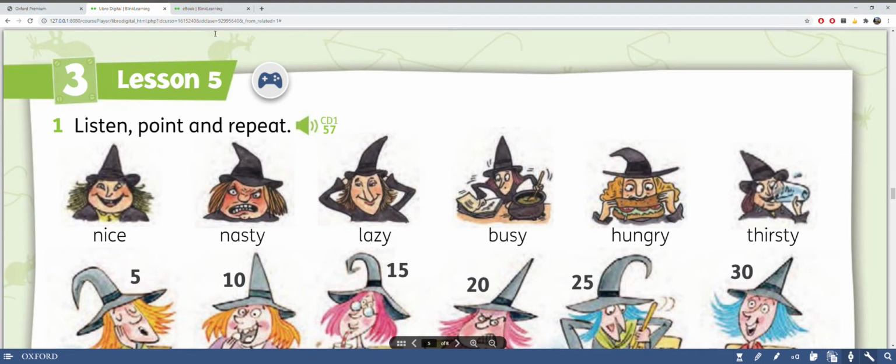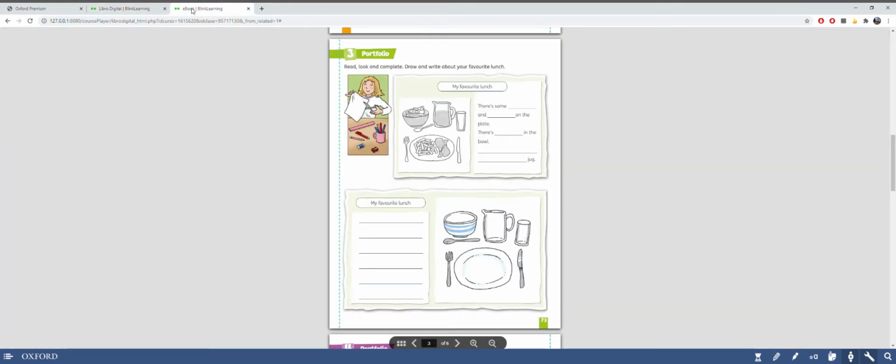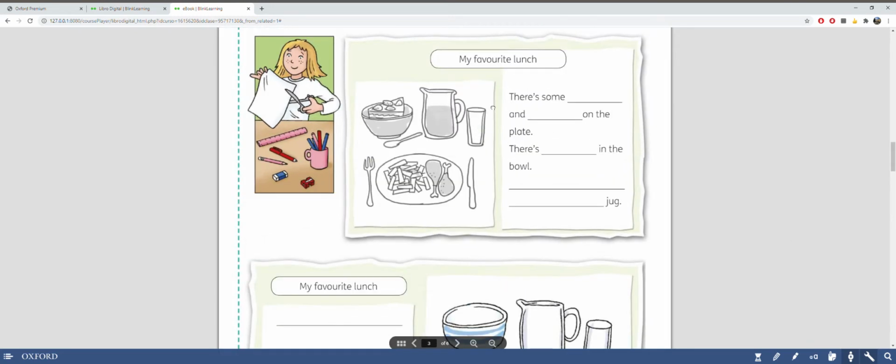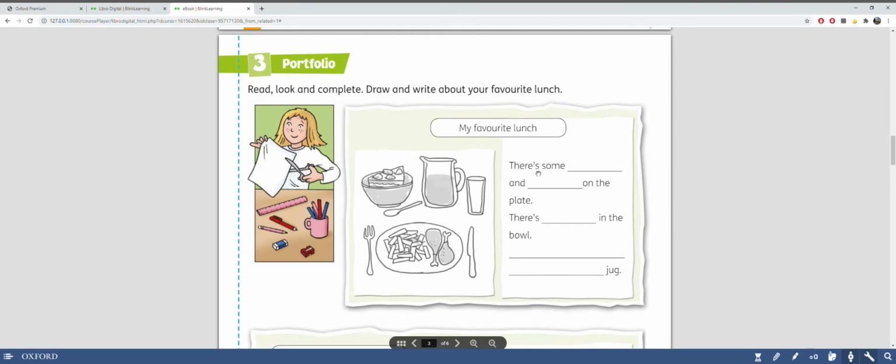So with this, we are going to focus on the portfolio. In the portfolio, we have the following activity, which is this one. Read, look, and complete. So the first one, we have to read this. We have to look at the image right here, and we are going to complete it. There are some, and on the plate. Then there's in the bowl.